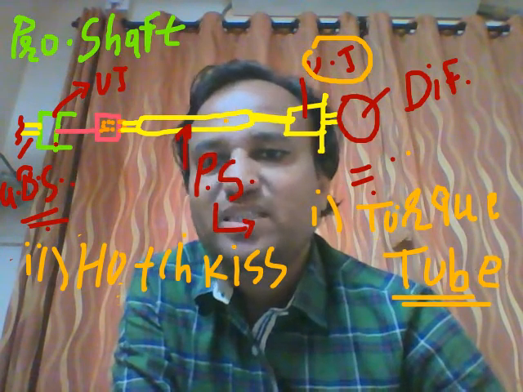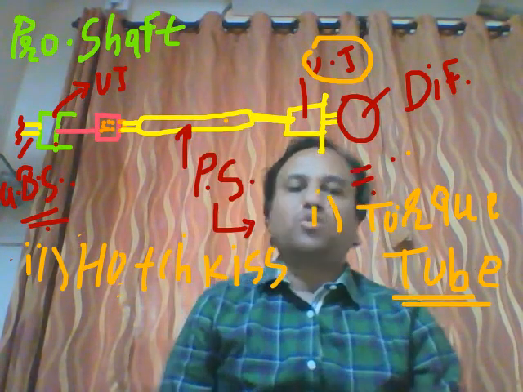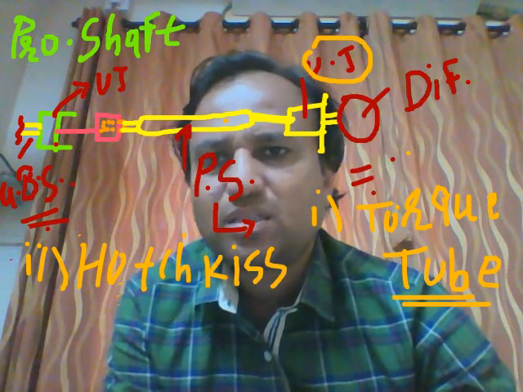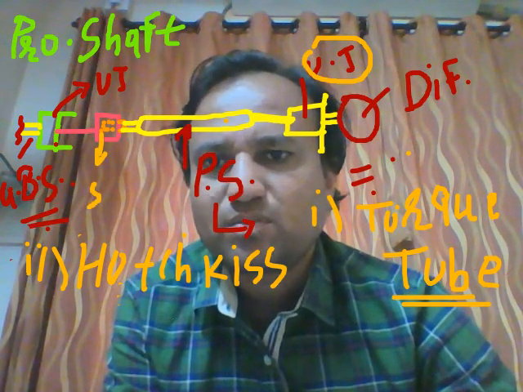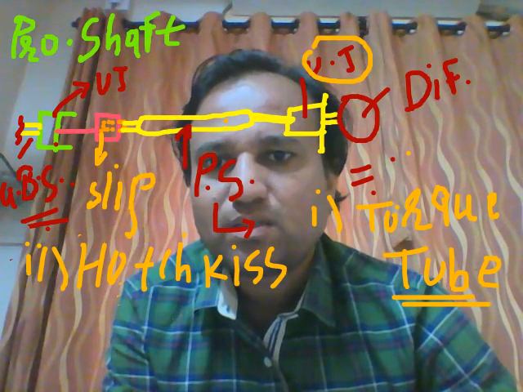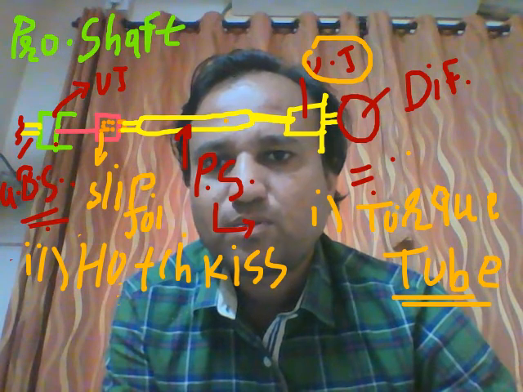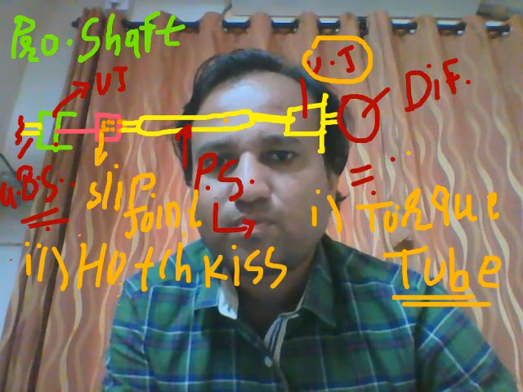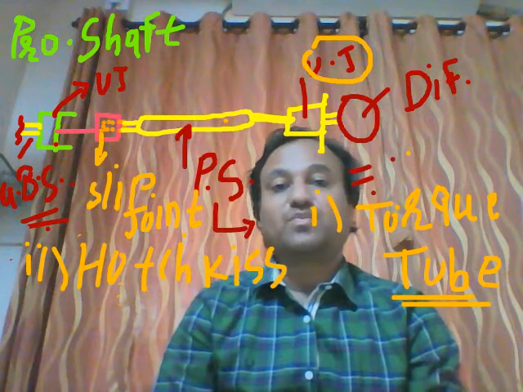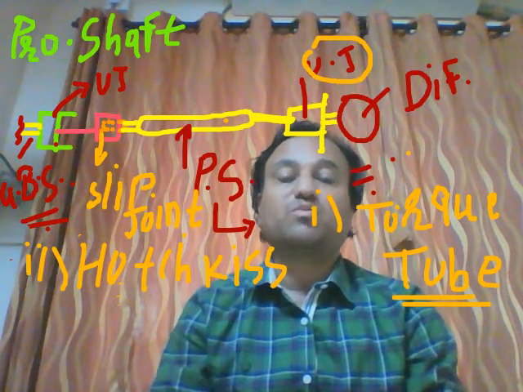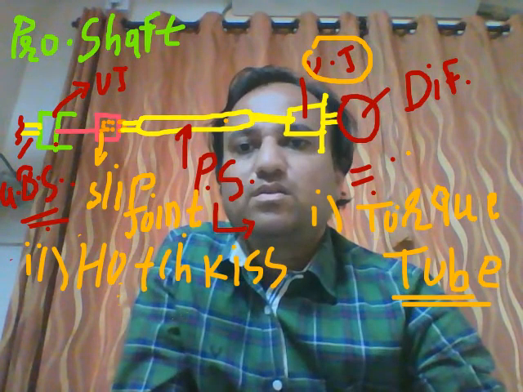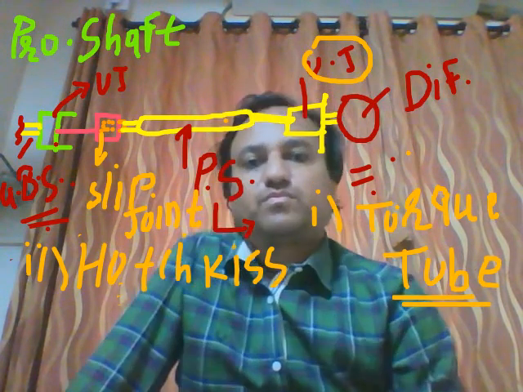Student, the second category, Hotchkiss drive, is popularly used. In Hotchkiss drive, the slip joint will be present. The slip joint is a special type of sliding joint.